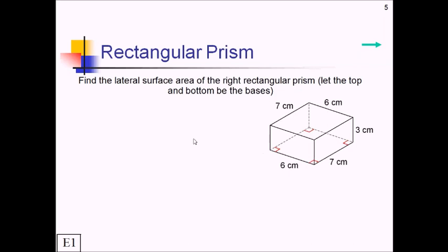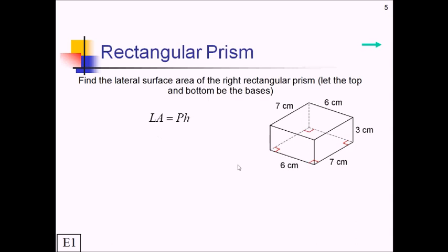Let's do a problem involving a rectangular prism. So for this one, they want the lateral surface area of this prism. And they're telling us that the top and the bottom are the bases, just to help us with our calculations. Because if you only want the lateral area, you don't want the area of the bases. So we're going to use LA equals perimeter times height.